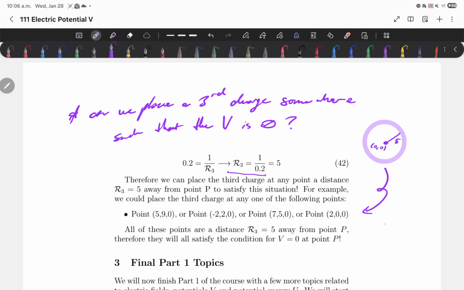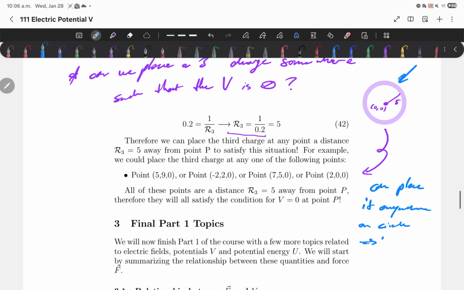What would be nice too is you could draw like a grid here. If you plot all these points and draw a circle around point P, all of these points would be on that circle around point P.